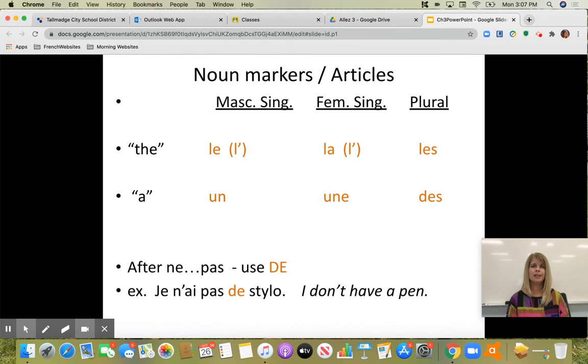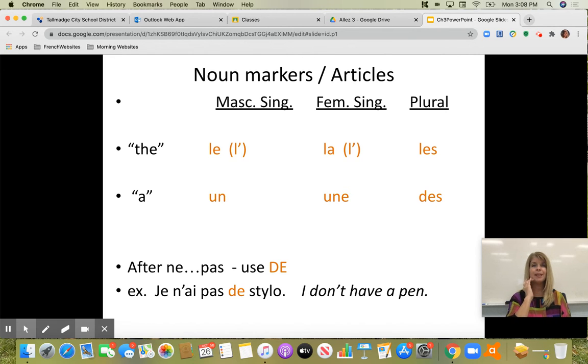Where is the something feminine? Where is the map? Où est la carte? You have a specific map in mind. So when you want to be a little more specific with the, we're going to use le. La. If the next word begins with a vowel, L apostrophe. And if it's more than one item, it's always going to be les.